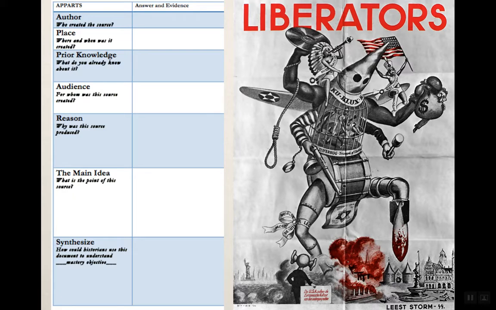Start with A, author. Who created the source? Well, obviously the Nazis, right? But if I want to be a little bit more specific, I'm going to look very closely at this entire image, and I'll see no specific artist's name, but at the very bottom I'll see Les Storm SS. You could throw that into Google Translate, but the SS symbol is pretty clear, and based on our prior knowledge, you can bet that this is produced by either a tabloid or a magazine put out by the SS, which is a division of the German military.